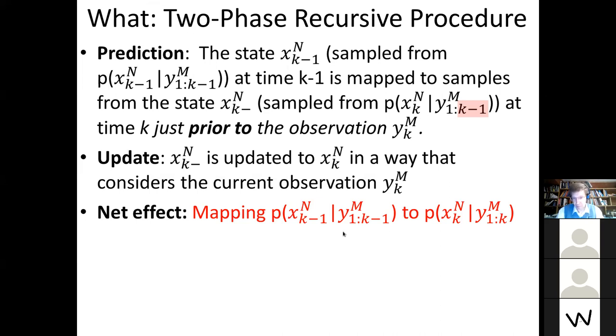The net effect is to go from this conditional piece at k minus one, the state at time k minus one, conditional on all the data until and including k minus one, to p sub k conditional on all observations up to and including k. So you put these two together, you compose them, and this is the mapping you get. This is what we want. This is what we're going to get. Okay, so we're going to go from this to this.